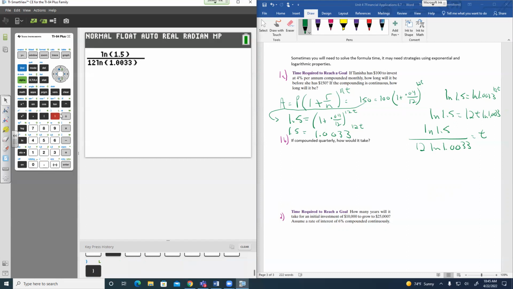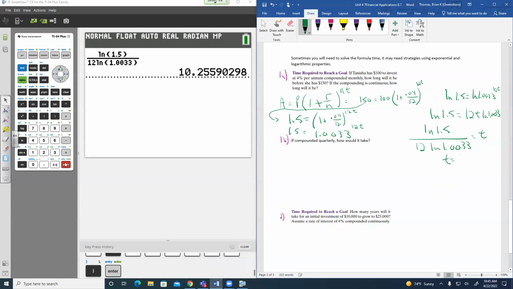1.0033. That looks good. So if we enter, we get 10.25 or 10.26 years. So the time would end up being 10.26 years. I'm not sure where my lab wants to round, but that's what we could come up with. So that would be compounding monthly. Okay. Let's go ahead and just do the one that says compounding continuously.